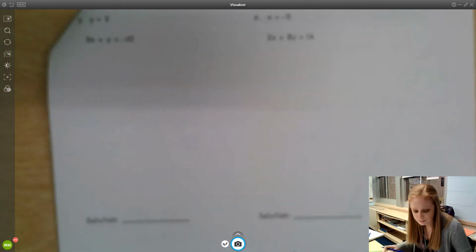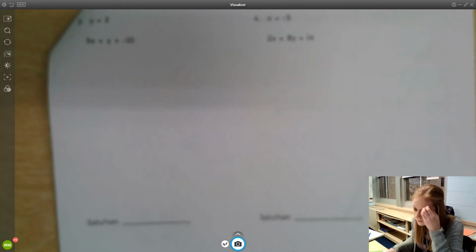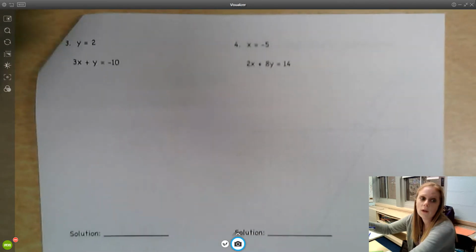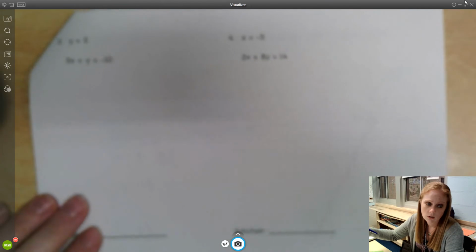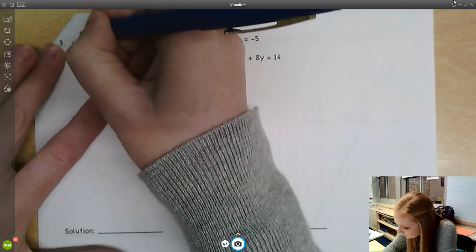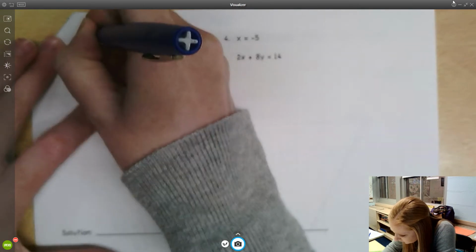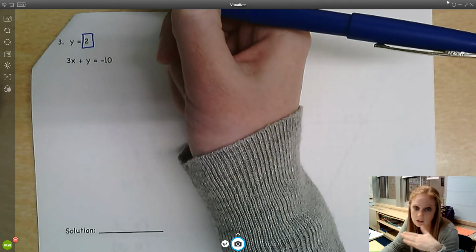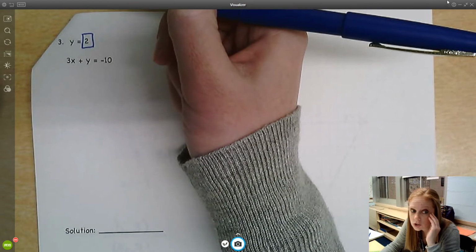All right, moving right along. Okay, for number 3, they give us 2 lines again, right? A system, 2 lines. We have y equals 2, and 3x plus y equals negative 10. So we know that the y value they're giving us is 2. So again, that's going to be that horizontal line where the y is always 2.